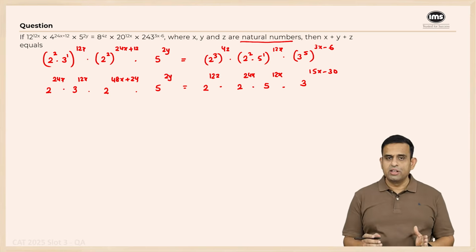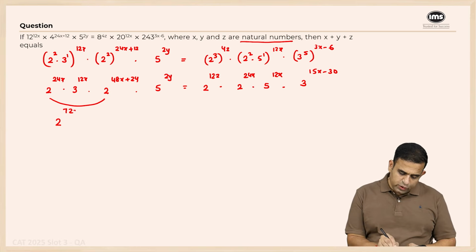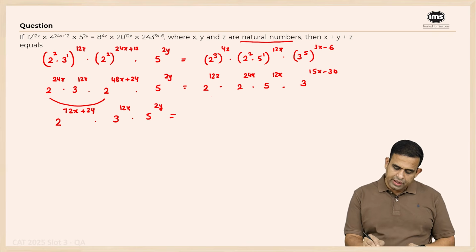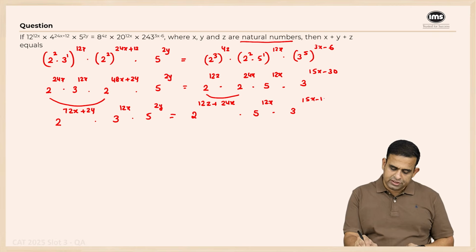And now we can do further simplification. This term has base 2. So if I look at this, this will become 2 power 72x plus 24, 3 power 12x, 5 power 2y. Here if I look at, this will be clubbed: 2 power 12z plus 24x, 5 power 12x and 3 power 15x minus 30.